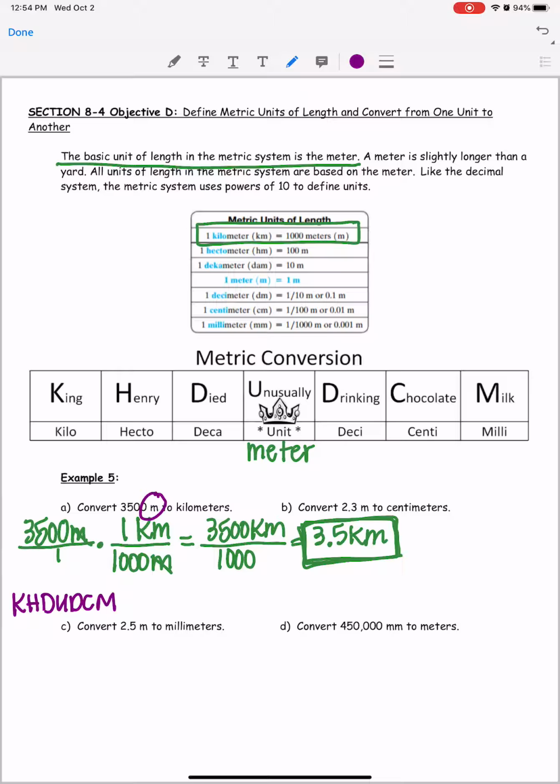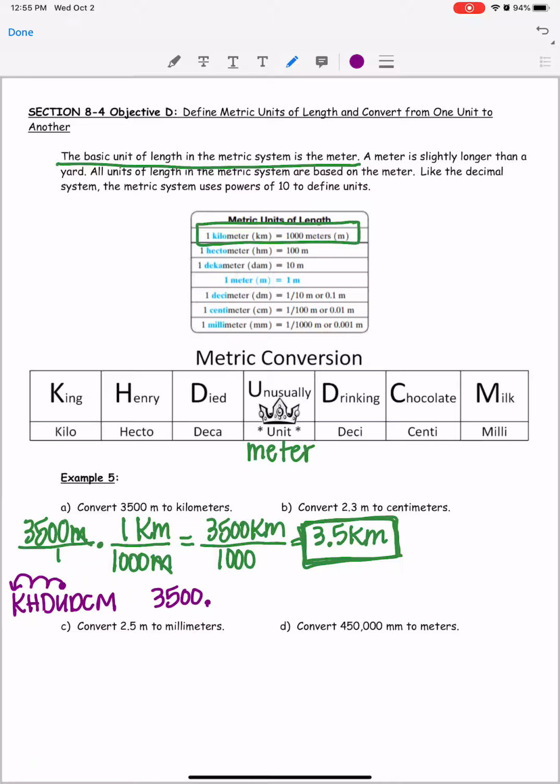Because I'm starting in just my regular unit, my meter, I'm starting at my unit. I am wanting to go to my kilometer, so that's my K. So I'm moving this 1, 2, 3 places to the left. Take your number, you've got 3,500. And remember, if you don't see a decimal, it's at the very end. So move it 1, 2, 3 times, just like we did on that diagram.